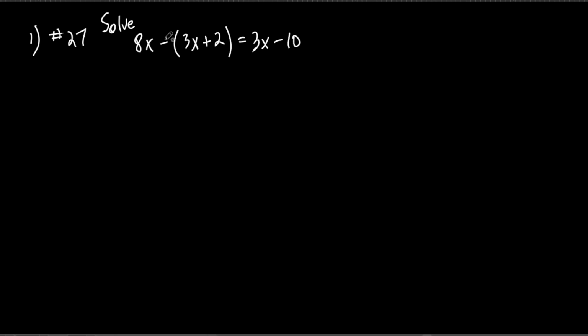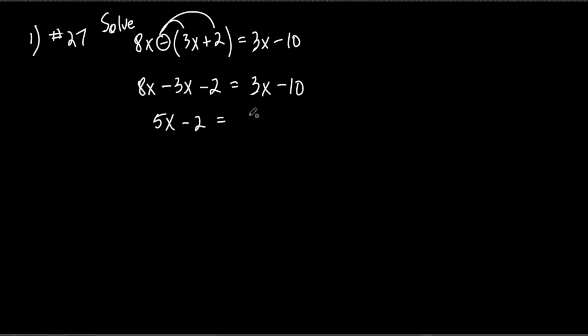First thing we do, we'll just go through it. I've got 10 problems to do, so let me just go through it and show you, okay? If you have questions, stop me. Take that negative. What do we do with that negative? Distribute it. That's right. So make sure you do that first. So 8x minus 3x minus 2 equals 3x minus 10. Let's add some like terms on the left side. 8x minus 3x is 5x. And then write everything else down.